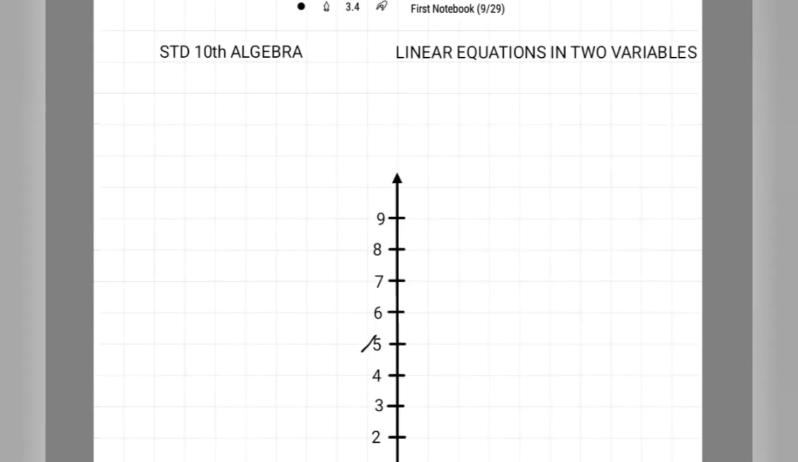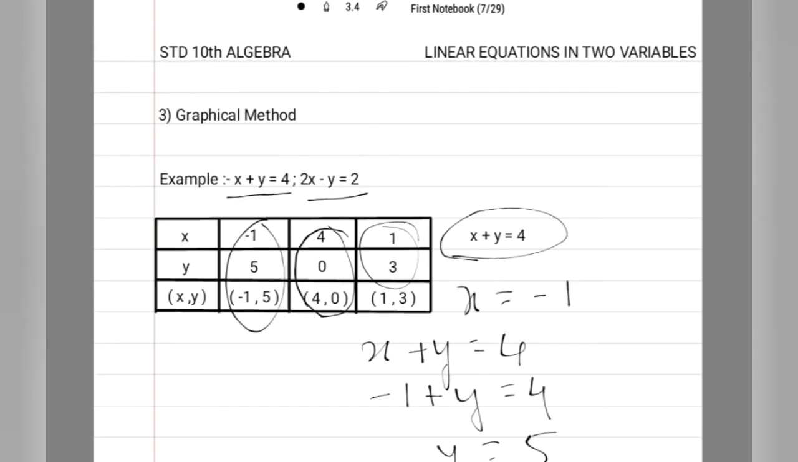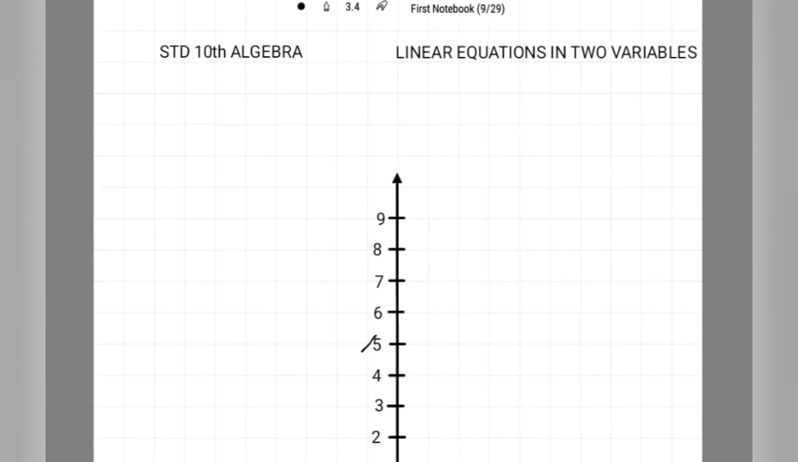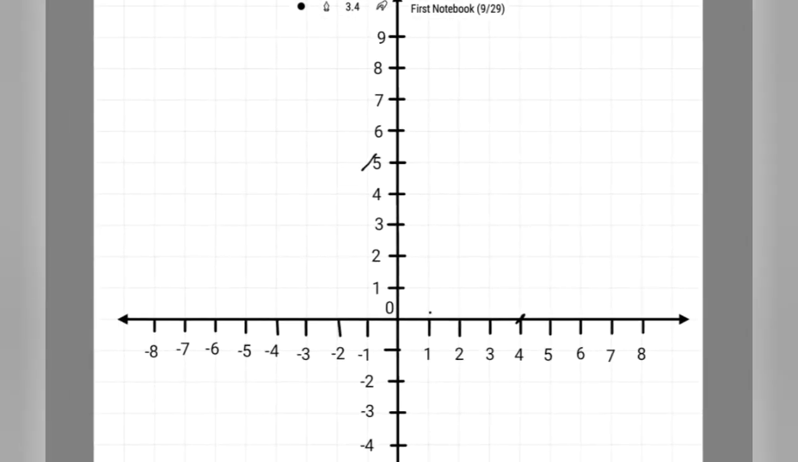The third point is 1, 3. So how will we plot this? 1 here and 3. So this is the point. Okay, so these are the 3 points we get. Now you can find as many coordinates as you want and draw that line. But I have taken 3 here. Generally in the textbooks it is given that we plot 4 points. But I have taken 3 because we can draw the line by using 3 points. But it is good to draw with 4 coordinates for us.